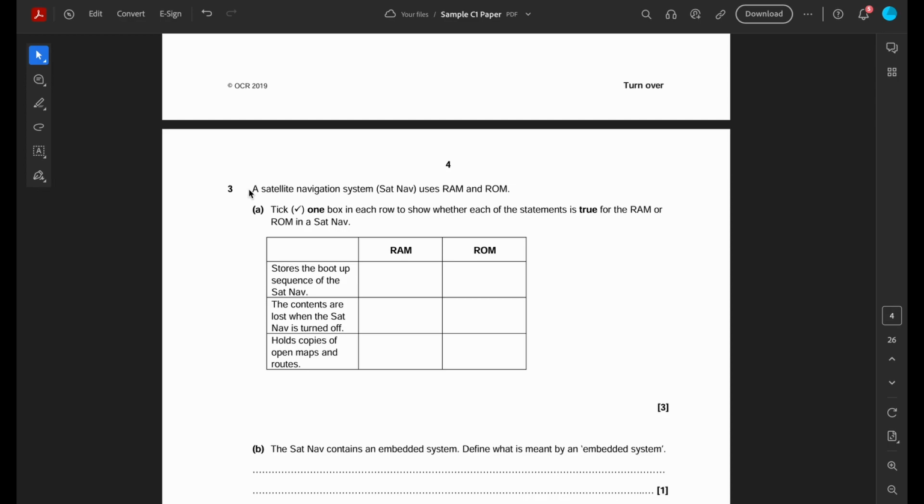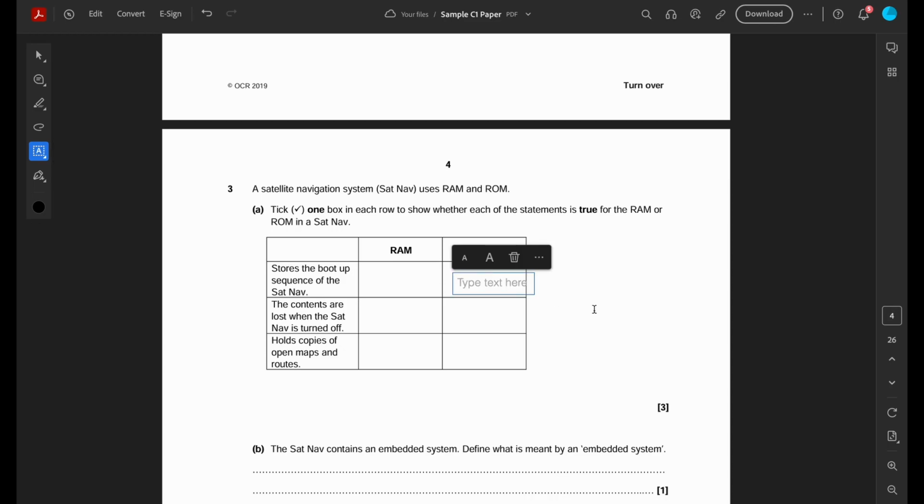A satellite navigation system uses RAM and ROM. Fair enough. Tick 1 box in each row to show whether the statement is true for RAM or ROM in SatNav. Now, my students will often, if it says give 1, certainly try to do 2. And if it says give 1 or more, they'll often only give 1. In some cases of 1 or more, there is only 1 right answer. But this one's saying that we only need 1 in these 2, 1 in here, and 1 in here.